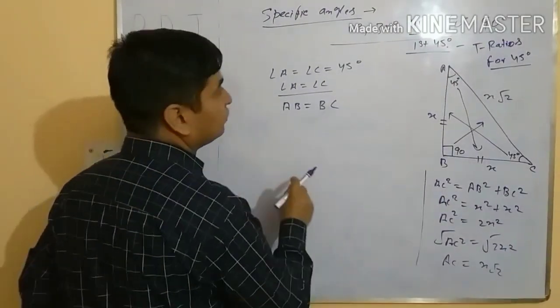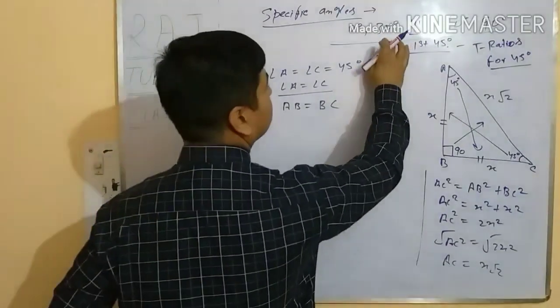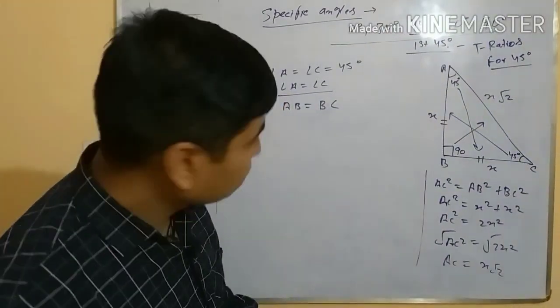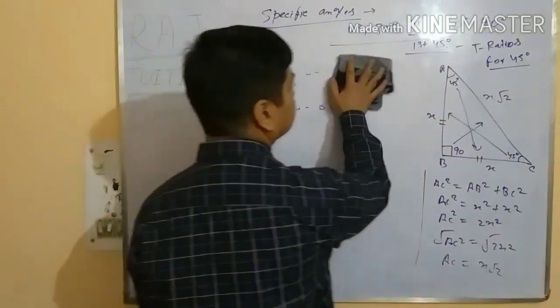Okay, let's find out the values for 30 degree and 60 degree now. Now we will choose 30 degree and 60 degree. Why will we choose them? We will discuss it here.